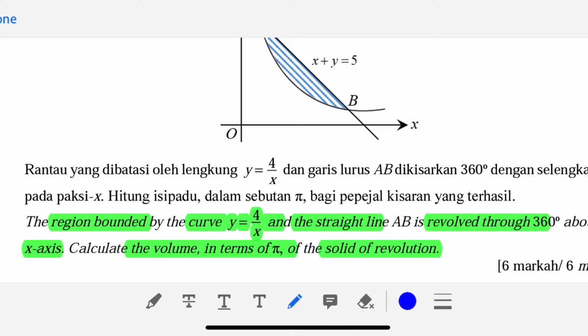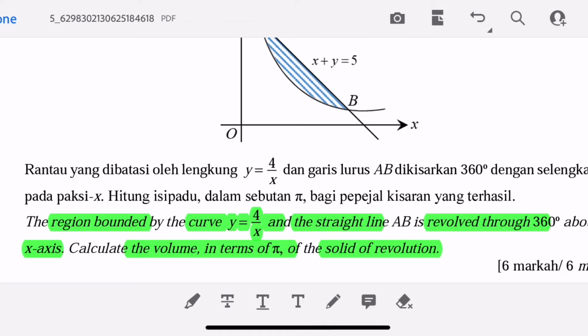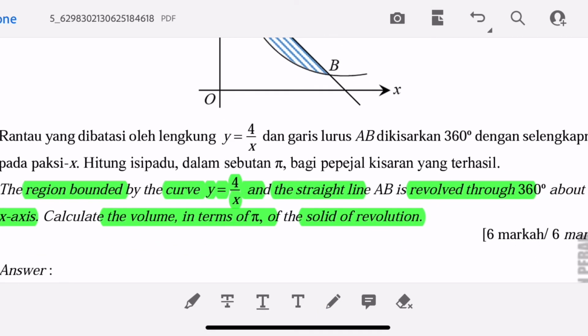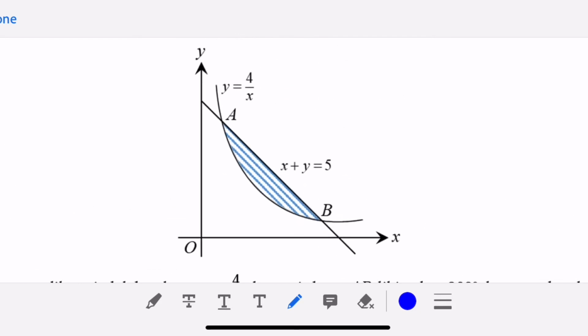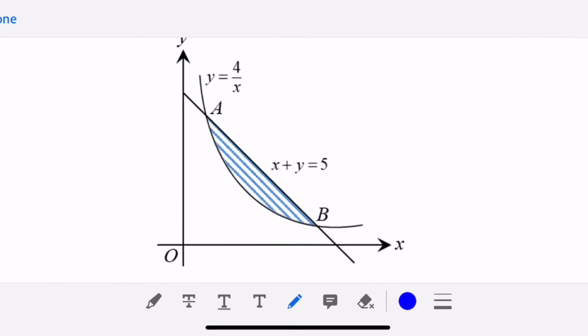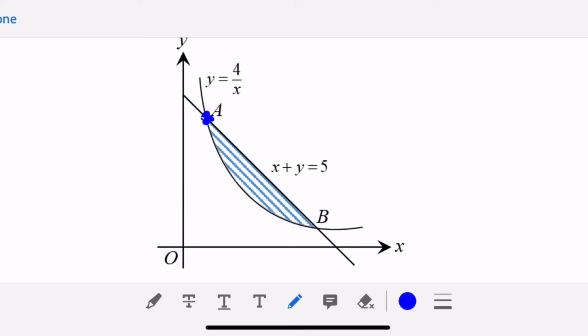We are asking to find the volume. So let's highlight the keywords here, and revolve 360 degrees. So first of all, we need to solve the point A and point B. When we see two lines intersecting, we always use a simultaneous equation.